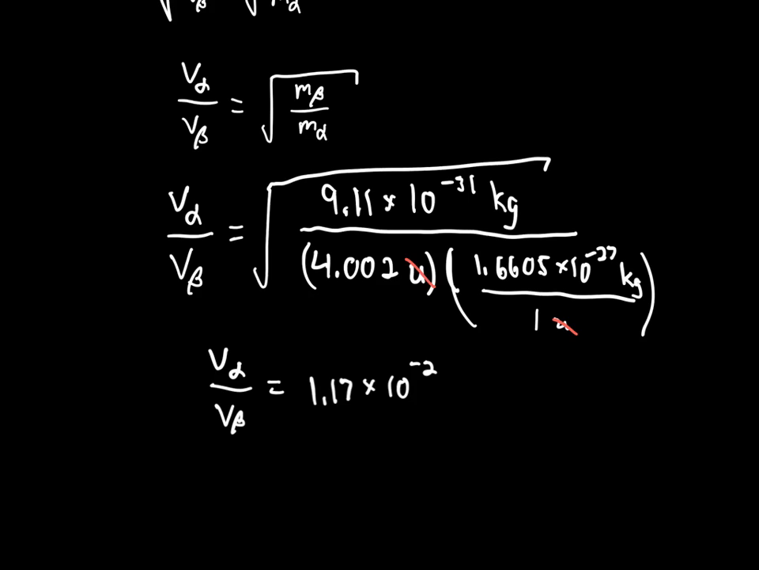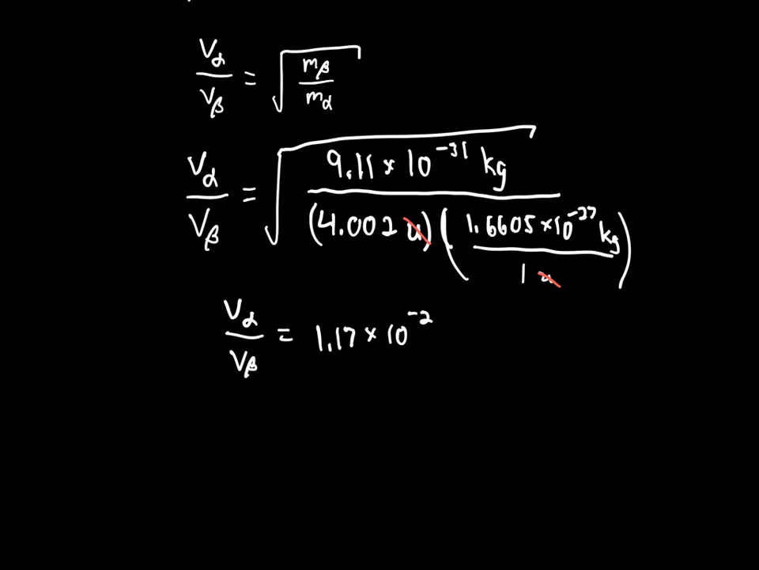What are the units? I have kilograms divided by kilograms. What happens to the kilograms? They go away. No units in a ratio. Any questions on that one? Okay, let's look at number 17 then.